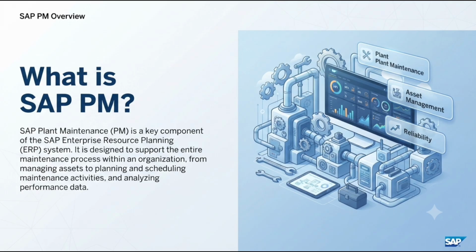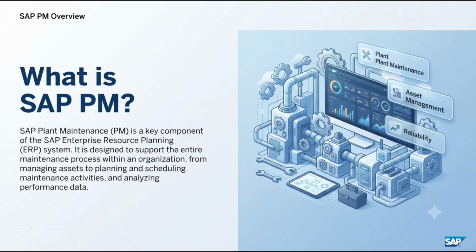Inside the module, you can create notifications when a problem occurs, generate work orders for the required jobs, and record the actual work performed. It also supports preventive maintenance strategies so that equipment is serviced before failures happen. SAP PM works closely with other modules such as materials management for spare parts and controlling for cost tracking.